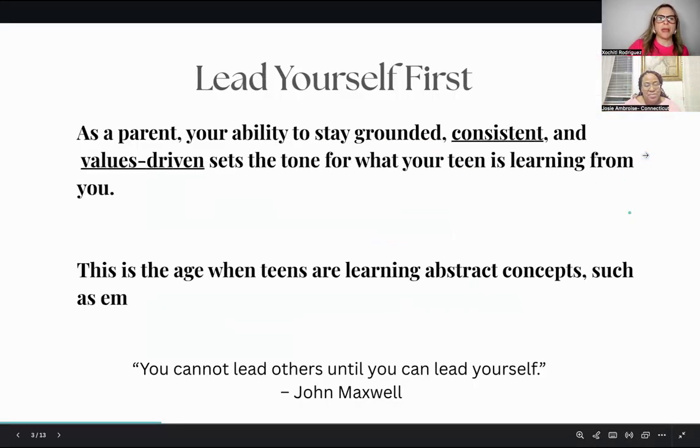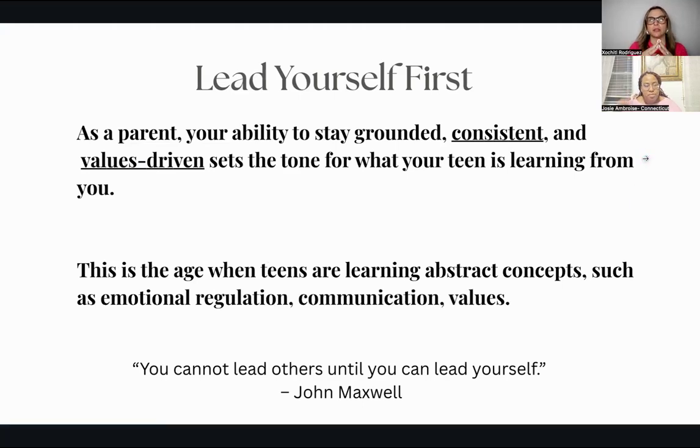Okay. So as a parent, your ability to stay grounded, consistent and values driven. I have it underlined because that is key to leading your teenager. Let me back up a little bit. Why do I talk about leading your teenager? Stop parenting, because parenting is supposed to look different when you have a teenager. When they're younger, there's a lot of command. There's a lot of don't do this, don't touch that, and setting boundaries, but more physical boundaries than anything. As teenagers, you don't have that, but you have to set emotional boundaries.